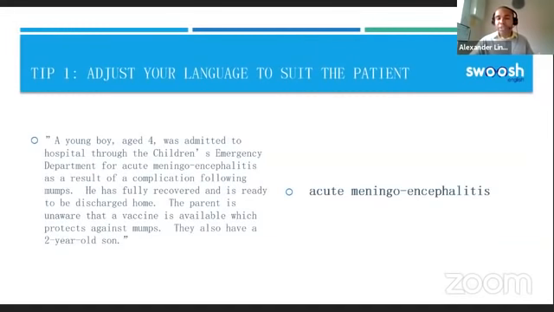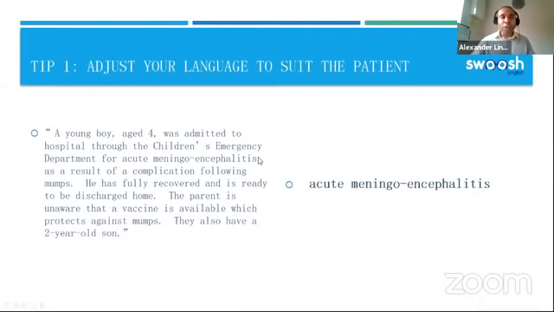So the content of your response must relate to the background and profile of the person with whom you are conversing. And obviously, you picked up in this case that the parent didn't know about the vaccine, so absolutely explaining the vaccines and how they work would be an appropriate way of developing the interaction with this patient. So well done. Some good responses there. Okay, so that's tip number 1. Adjust your language to suit the patient.